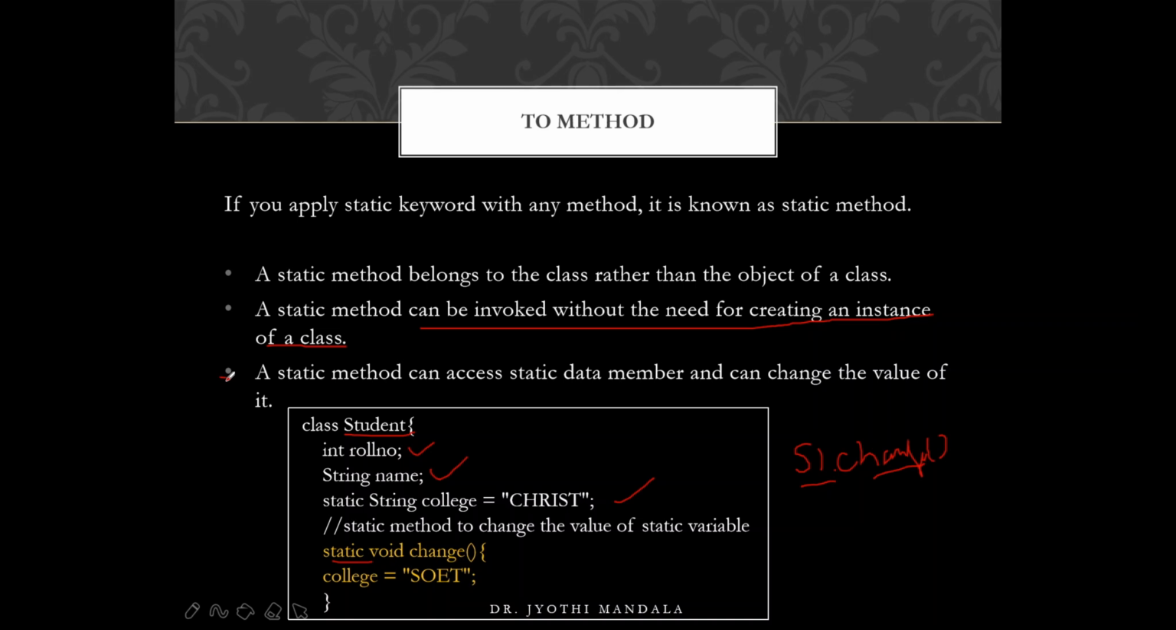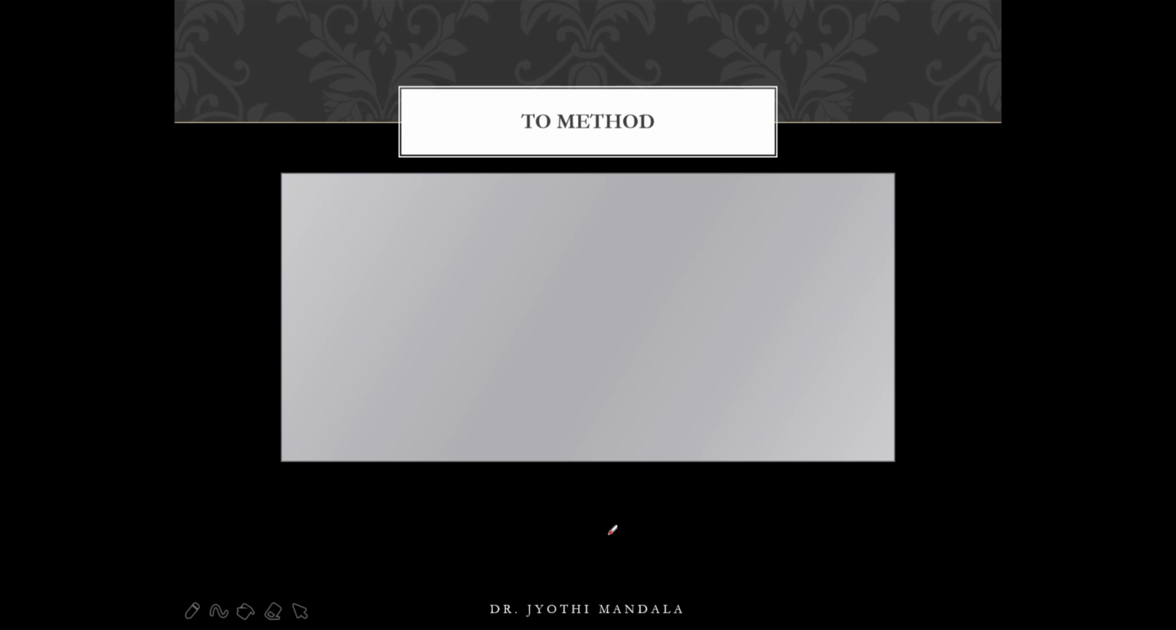Also, one more point here is that a static method can access the static members. Like in this example, this is our static member variable, and this static variable can be accessed in our static method, and it can change the value also. Normally the first value is given as Christ, and now I have changed that value to SOET. That is also possible by using our static method. Right, so let us see one simple example of how it can be done.